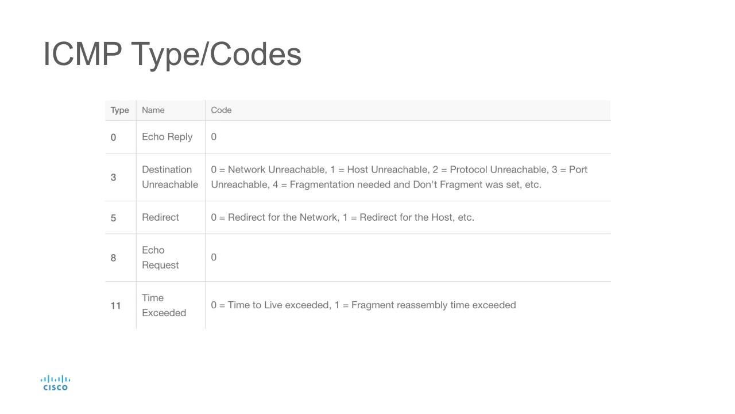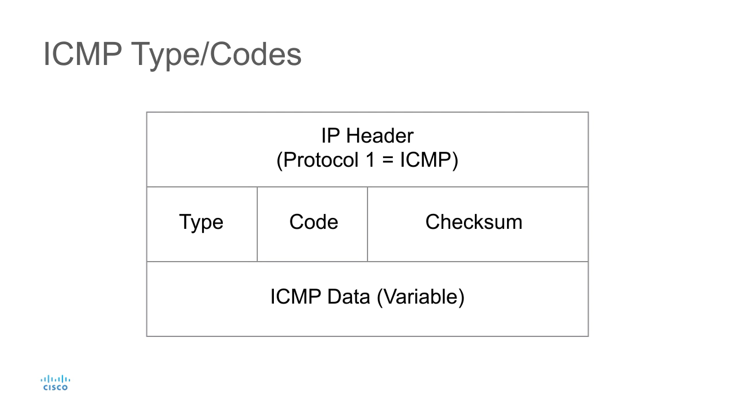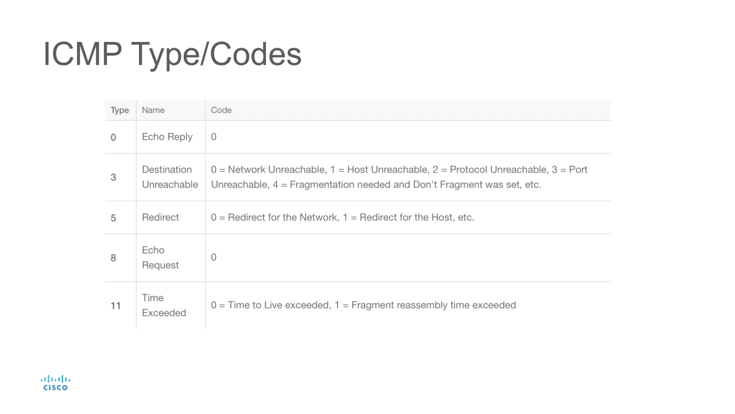So the type value is a numeric value. So a type 0 would indicate that this is an echo reply, and the code would be a 0. So again, looking at the header, the type and the code, these values are going to be used together to determine what's going on. So let's say we were to ping somebody. We would send an echo request.